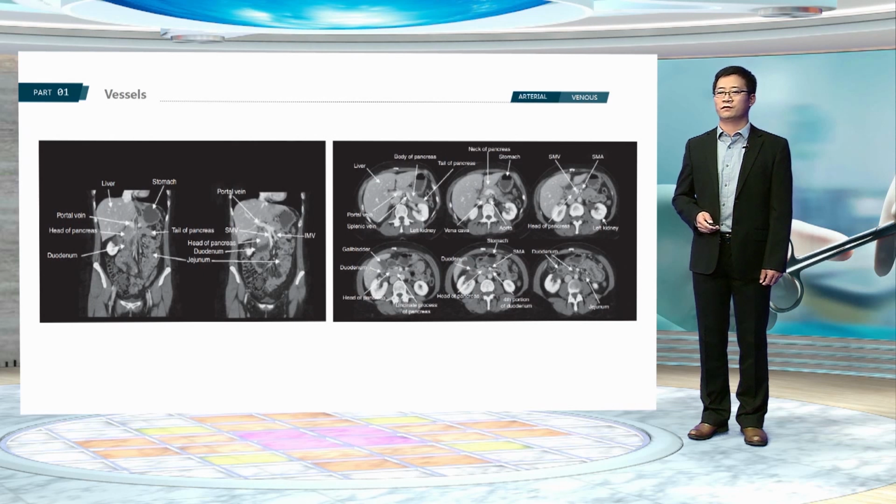Here are the images of the structure and the vessels. On the left side, we can see the vein system, and on the right, we can see the adjacent structures, organs, and the vessels. We can see the relationship.